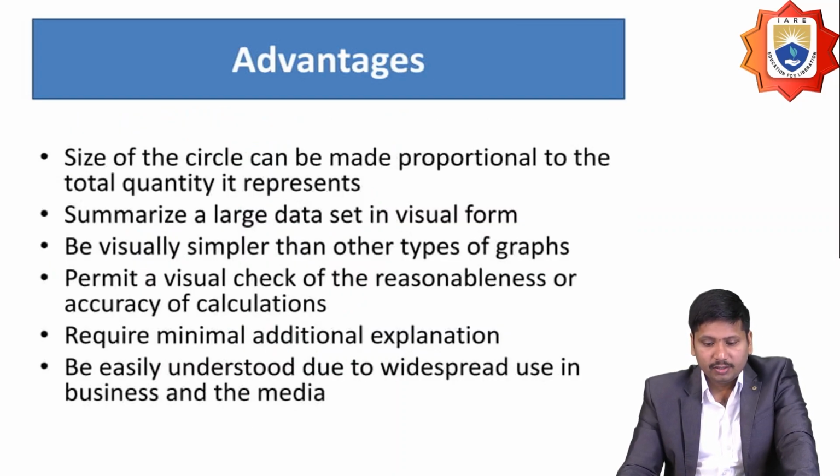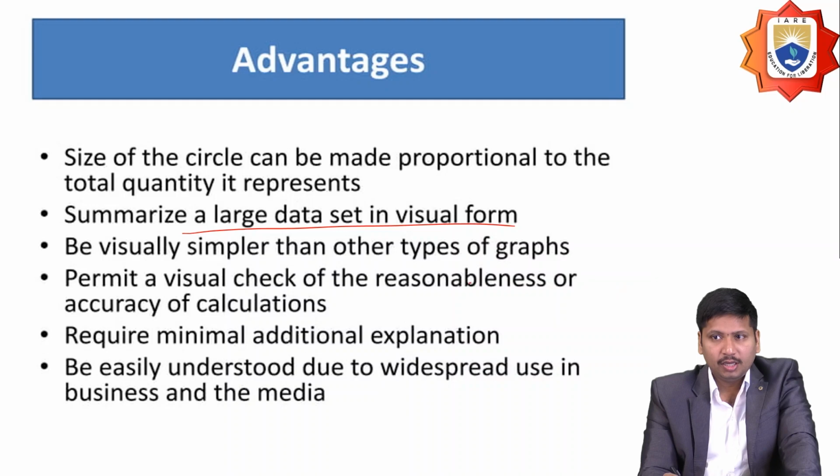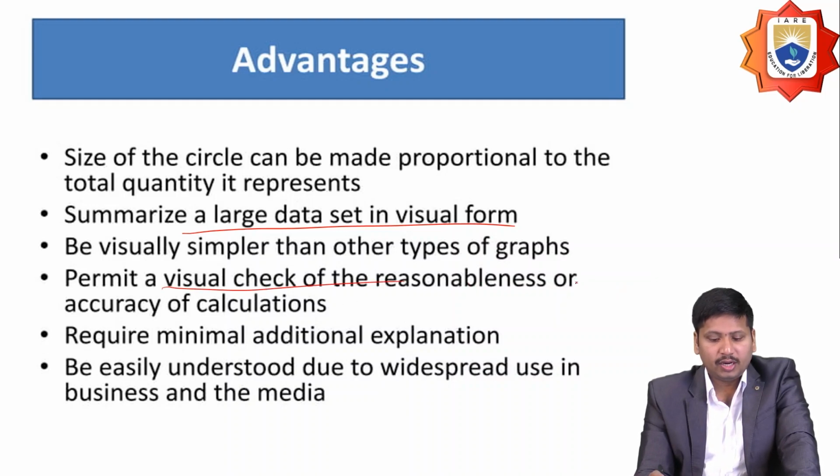So the main advantages of this pie chart are that it is made proportional to the total quantity, and it represents a large data set in visual form. It is also simpler than other types of graphs, and it permits a visual check of the reasonableness or accuracy of the calculations. Mainly, it requires minimal additional explanation, and it is easily understood due to widespread use in business and the media.